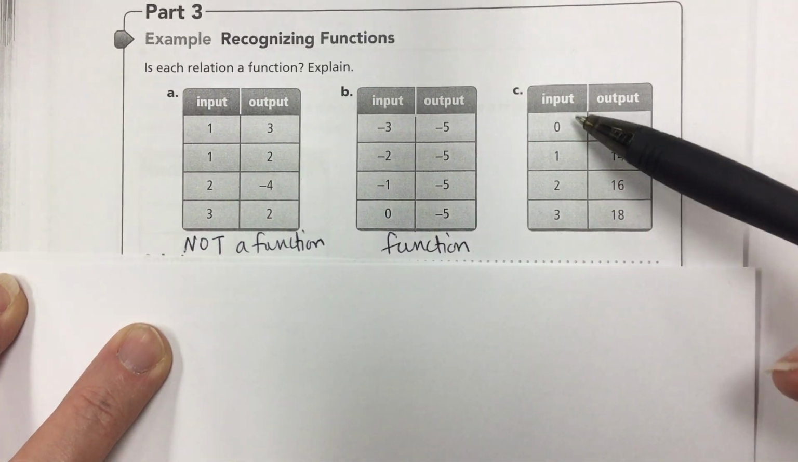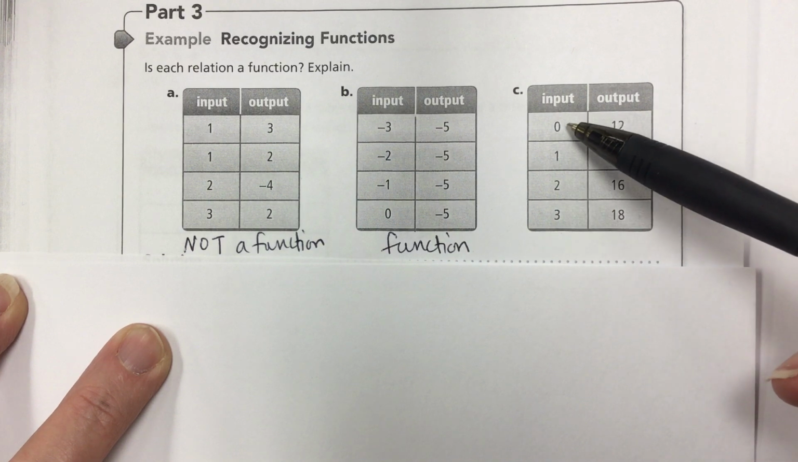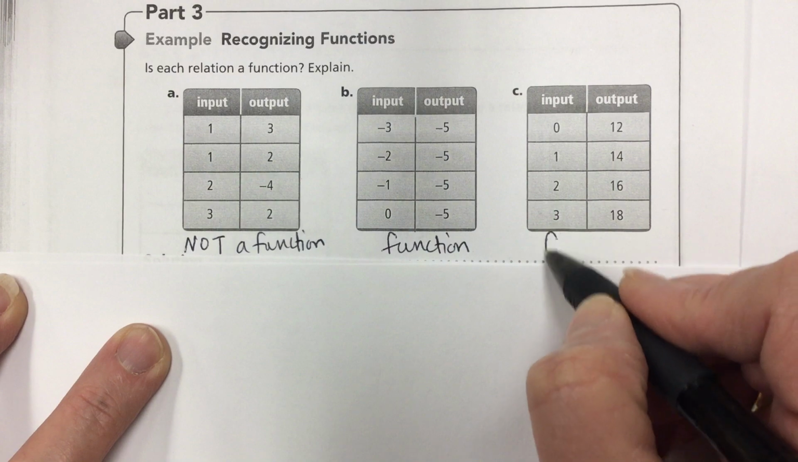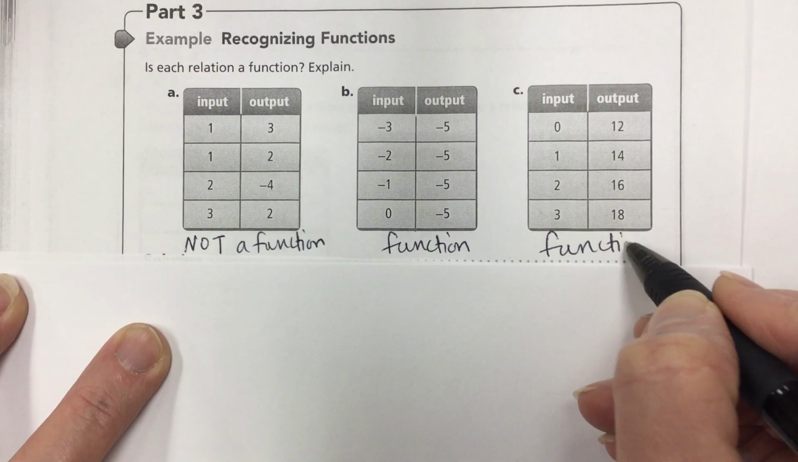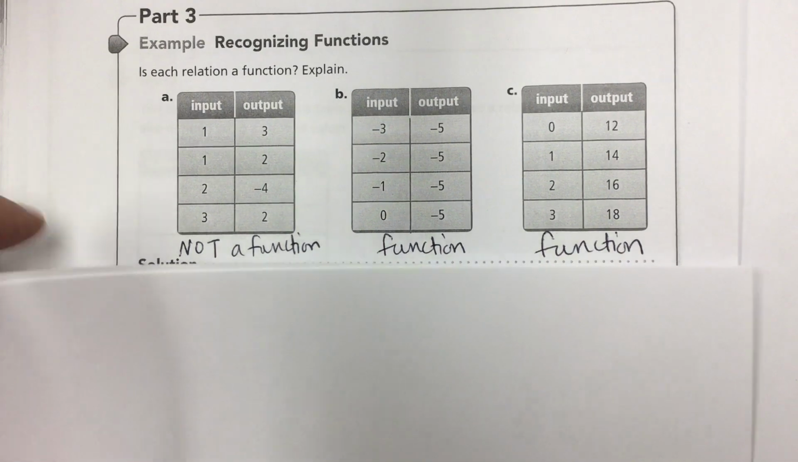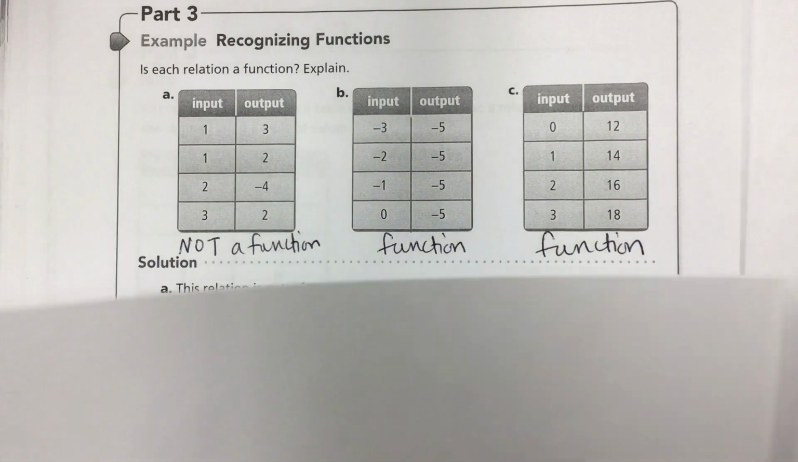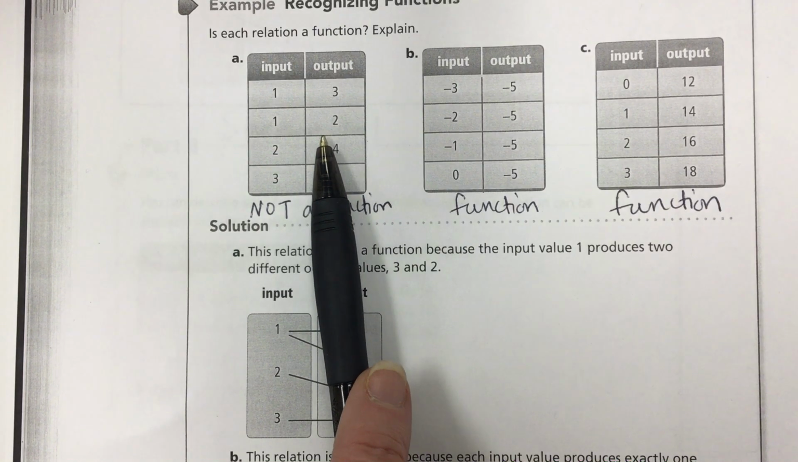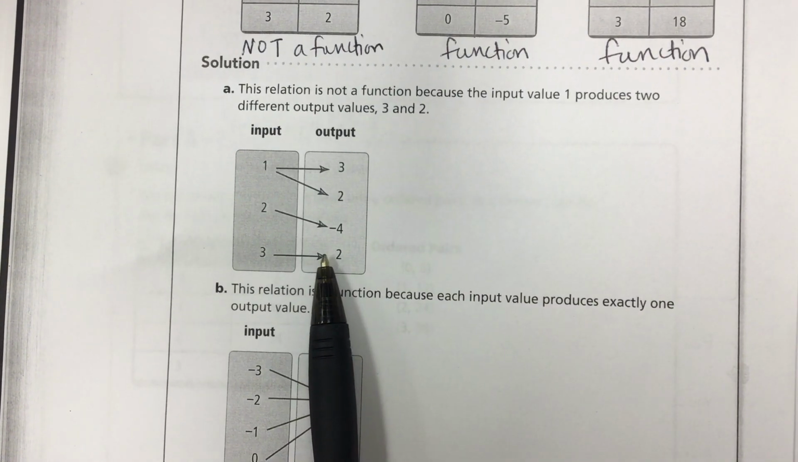And C, look at the x's. Do the input values repeat? They do not. Therefore, yes, this is a function. Okay? You can also draw the mappings like we did previously. Here is A part. Here you have the chart. Here you have the mapping.